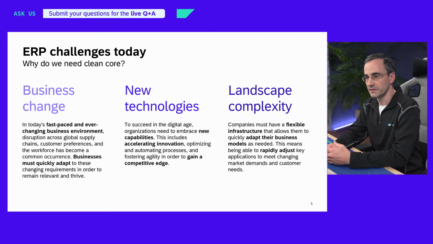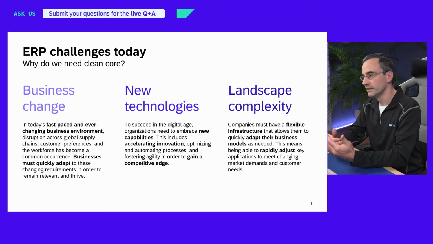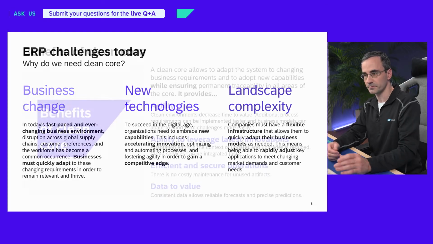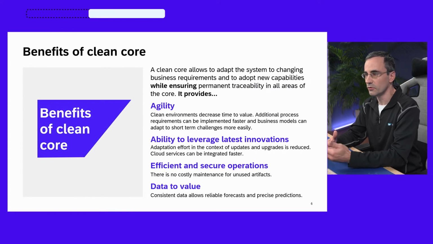Today, customers are facing challenges different from the past: the business environment is changing rapidly. They need to adapt business processes more quickly. New technologies are emerging, AI for example, where they also need to quickly adapt their business processes and systems. Landscape complexity is also increasing with distributed systems. All this means technically that customers need to stay up to date with their system, with the functionality and the business processes in the system. And this is actually where Clean Core can help.